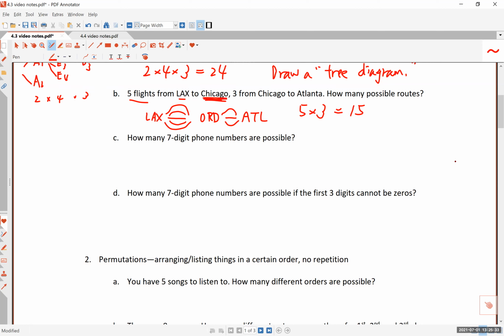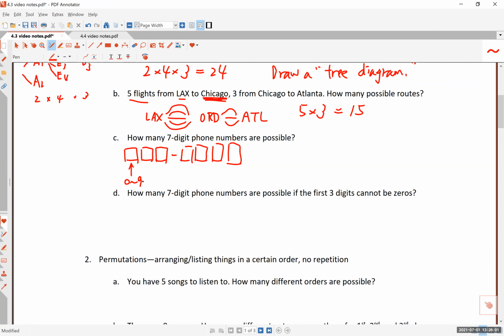All right, so the next question: how many 7-digit phone numbers are possible? The phone numbers have the form digit, digit, digit. Many times you use the hyphen, and so this is the case. Now, how many digits do we have? Well, it's a 7-digit phone number, but for each box, we can have 10 digits to fill these with, right?